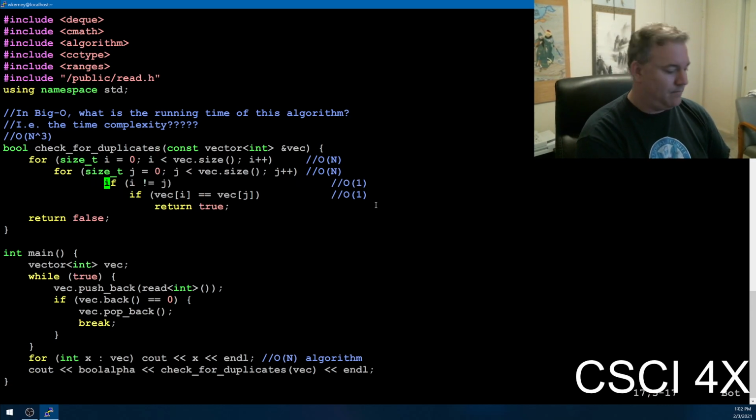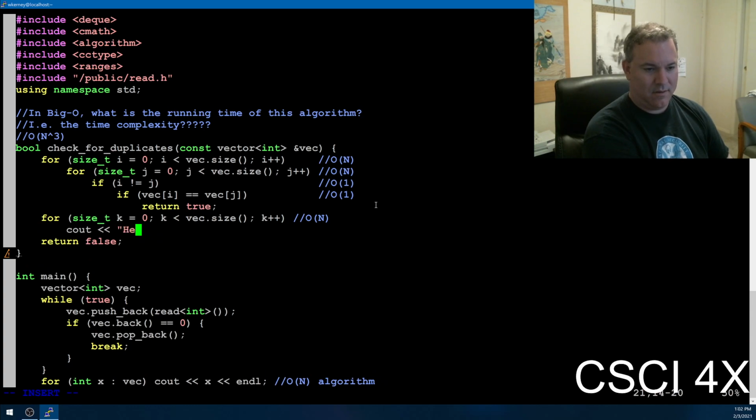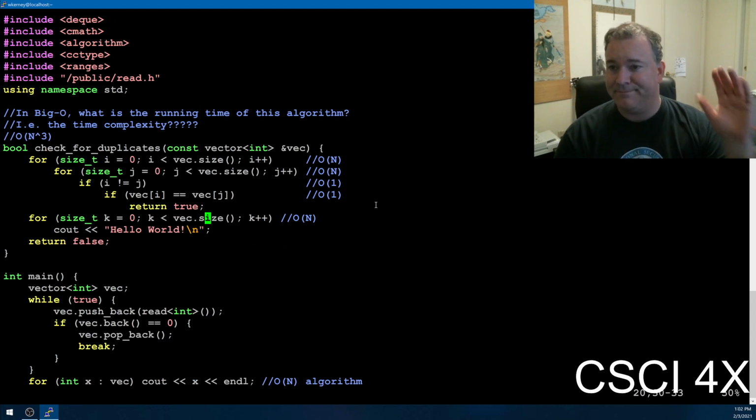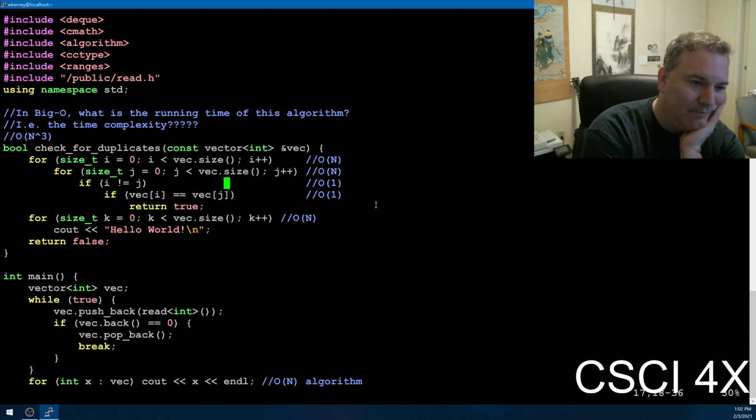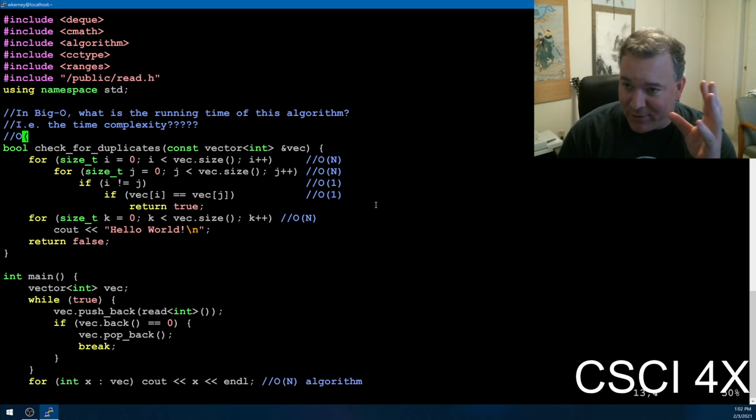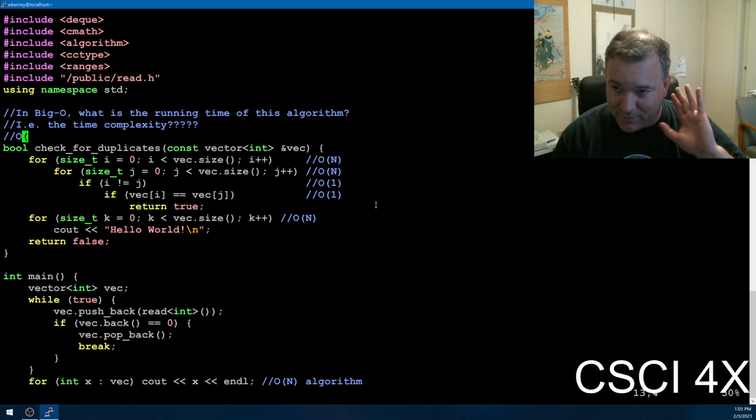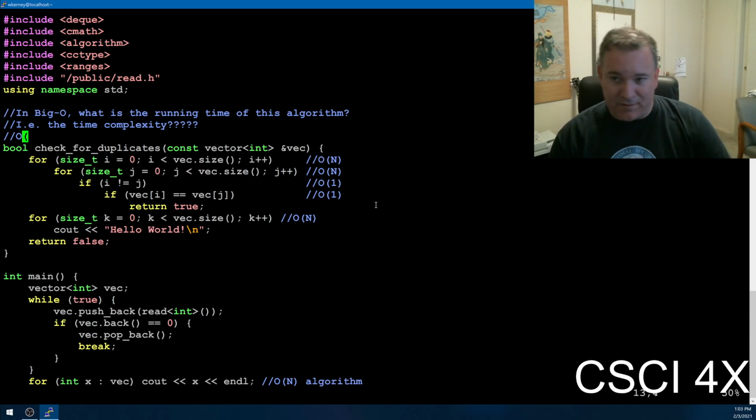Now, what if what is the running time of this algorithm now? What is the running time of check for duplicates now? Order what? It's no longer nested, right? So you're going to do the upper loop first, then you're going to do the lower loop second. Worst case scenario, there's no duplicates, so it doesn't bail out early.